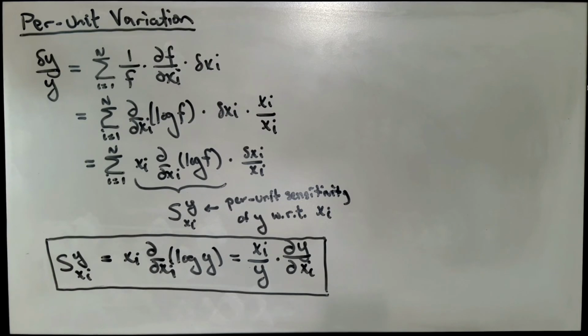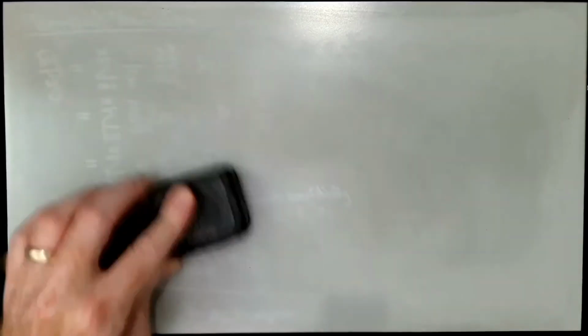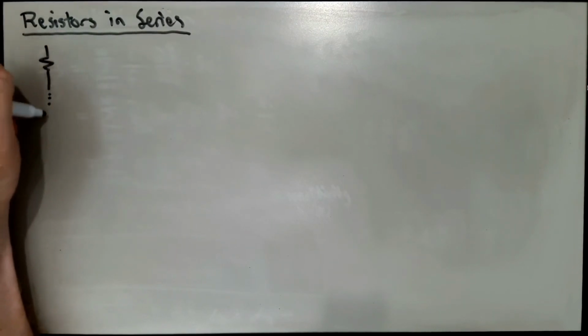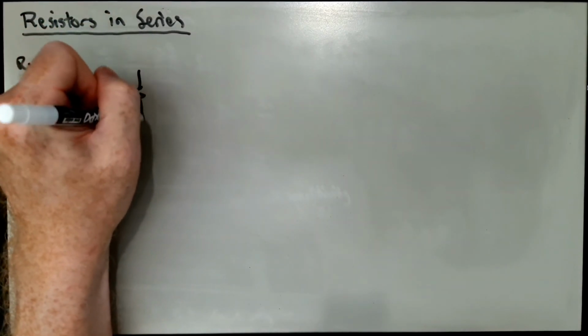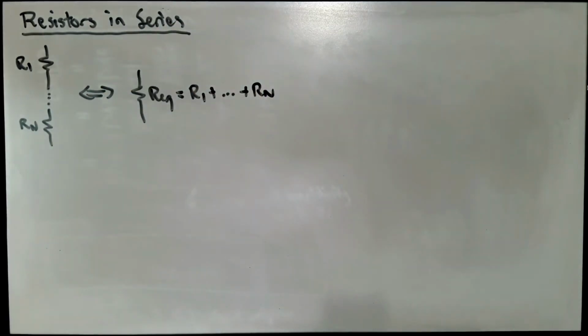Okay, so we want to take a look at the use of this concept of per unit sensitivity in thinking about different scenarios. But let's take a simple example of this. Suppose we have an equivalent resistance, right? So we know that if we have n resistors in series, R1 up to R sub n connected in series, and this is equivalent to some equivalent resistance Req, which is R1 plus ... up to R sub n. And what we want to know is what is the sensitivity of the equivalent resistance with respect to each resistance.